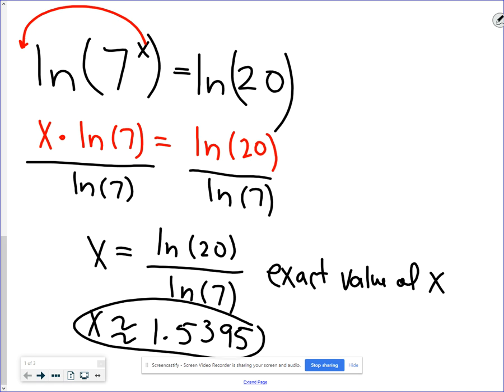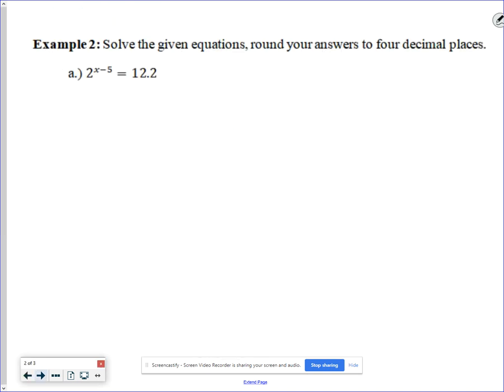All right, so let's do a couple more examples. These are going to get a little more difficult as we do them. So here's the next one. Solve the given equation, round your answer to 4 decimal places. So we got 2 raised to the x minus 5 power is equal to 12.2. All right, so we're going to start off by taking the log or natural log of both sides. I'm just going to use ln just because it's one letter shorter.